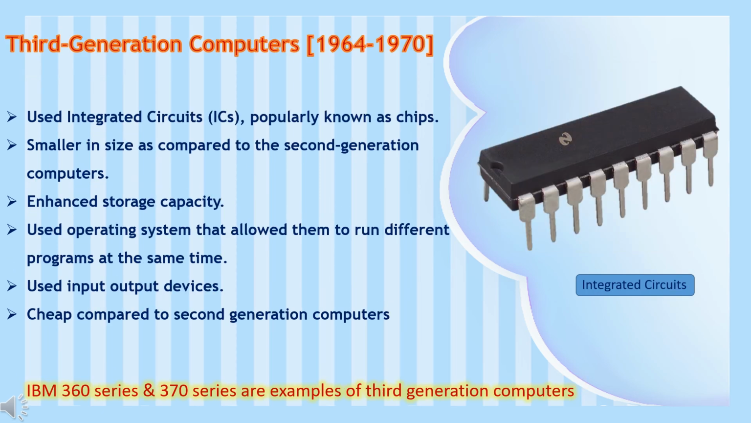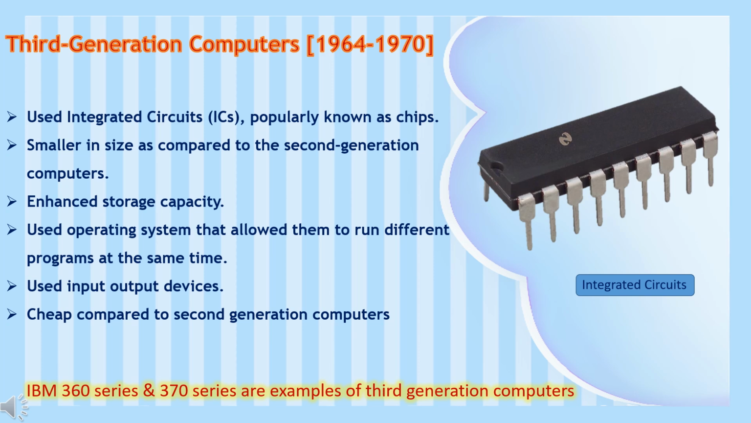The second generation computers also had a lot of limitations. So, the third generation computers were invented. The duration was 1964 to 1970. They used integrated circuits, popularly known as chips. They were smaller in size as compared to the second generation computers. They had greatly enhanced storage capacity than the second generation computers.